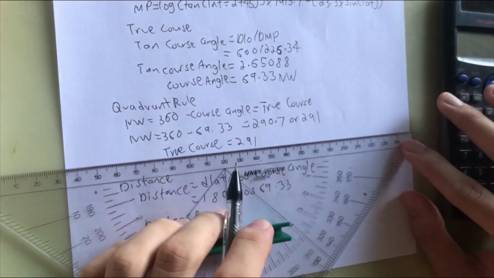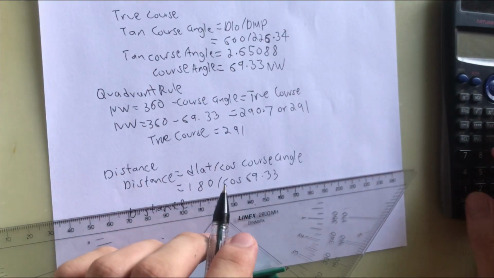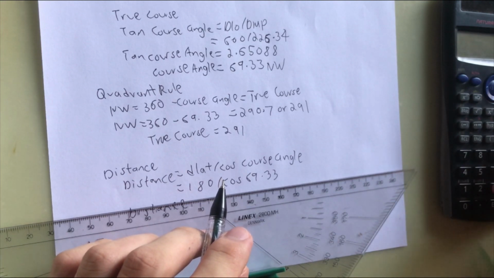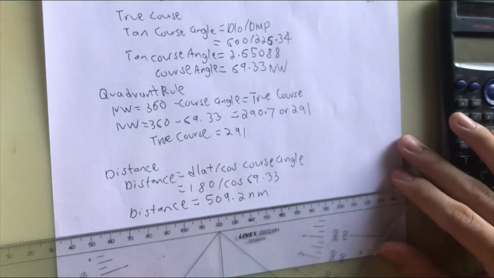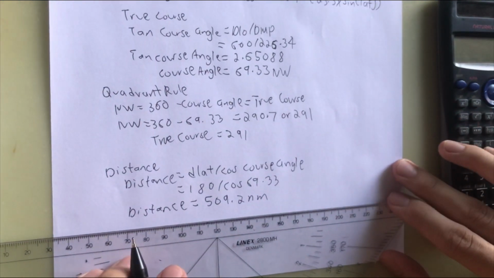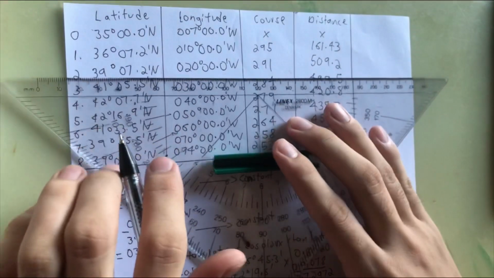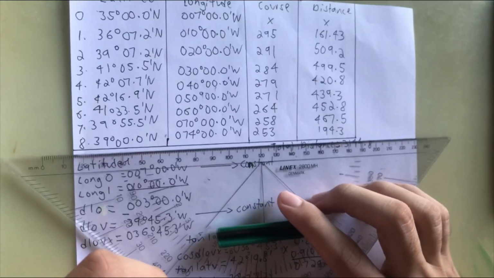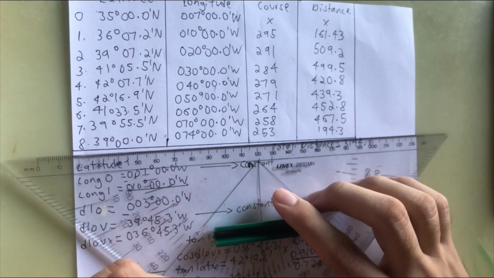The next is we will solve the distance, and the distance formula is distance is equal to DLAT divided by cos course angle. The DLAT is 180 and our course angle is 69.33 and our distance is equal to 509.2 nautical miles. And now we have successfully solved the course 1 and the course 2 and the distance 1 and the distance 2. So you need to continue it until you fill the rows.